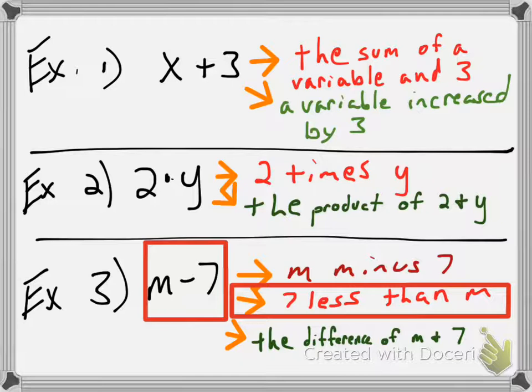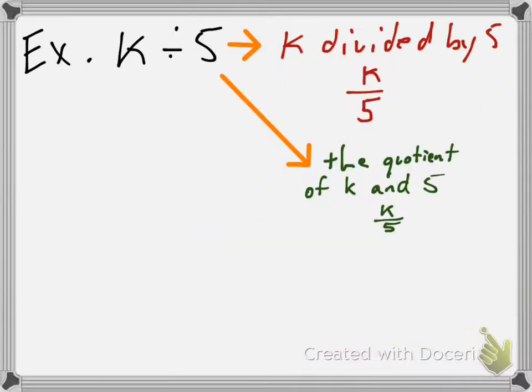Now, example 3 is subtraction. This is the one that everybody gets confused on. So, m minus 7 means you're taking m and subtracting 7. Or 7 less than m. Now, you see how that's different. This is in a different order because you're taking 7 less than m. In other words, you're taking m and subtracting 7 from it. That's where everybody gets confused. So, don't forget that. This kind of swaps them around. Then you have the difference of m and 7 as another way to write it.